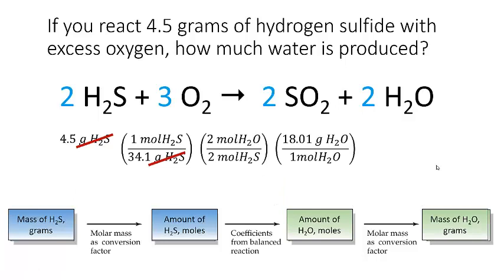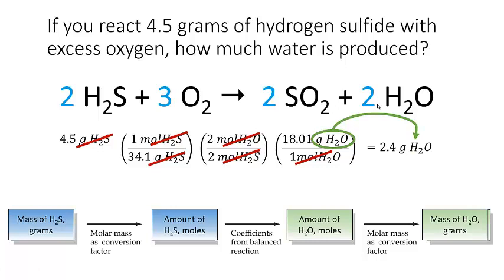Does everything cancel? Grams of hydrogen sulfide cancels, moles of hydrogen sulfide cancel, moles of water cancels, and grams of water is going to be our units for our final answer. Now make sure you know where these numbers are coming from. So 4.5 was given in the problem. 34 grams per mole is the weight of hydrogen sulfide. Remember, molar masses always go with 1 mole. 18 grams is the molar mass of water, and it always goes with 1 mole. These two 2's are coming from hydrogen sulfide's coefficient and water's coefficient.